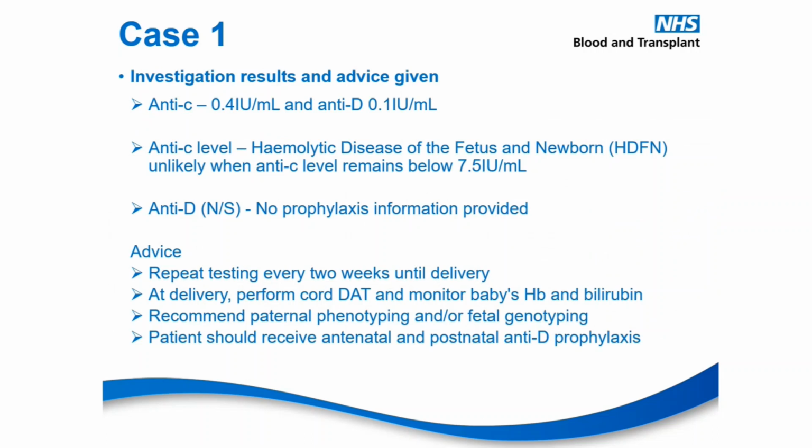So, the investigation results and advice given now: we have anti-little c, which is quantitating at 0.4 international units per mL, and anti-D, which is quantifying at 0.1 international units per mL. In line with BSH guidelines, for the anti-little c level, HDFN remains unlikely when the anti-little c remains below 7.5 international units per mL. For the anti-D, we have to assign the specificity as not specified because we hadn't got any prophylaxis information provided. It is safest for the patient for us not to state it's due to prophylaxis when we are uncertain that that is the case.